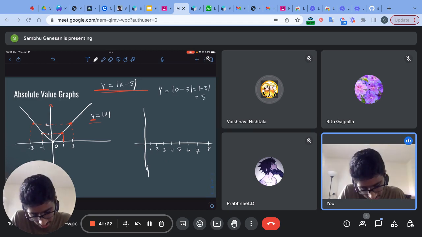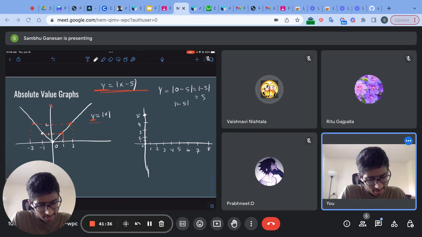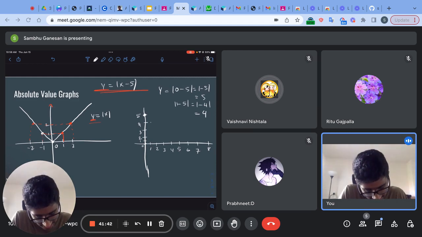So 0 goes all the way up here, and you can call this 5, right? 4, 3, 2, 1, 0, right? So now let's plug in 1. Okay, so 1 minus 5 equals negative 4, absolute value of negative 4, and that's nothing but 4. So 1 correlates to this point.